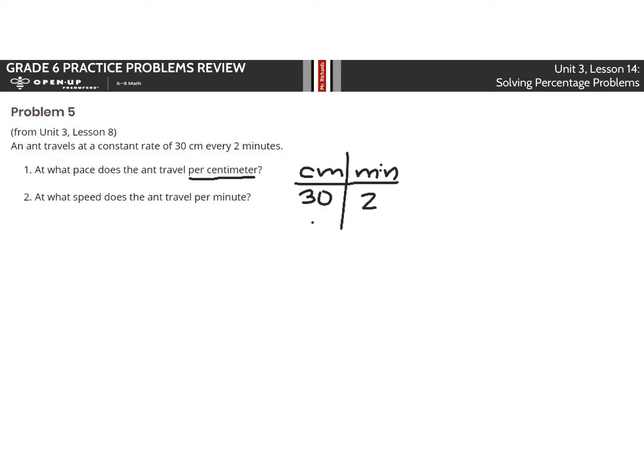Which means we need to get our centimeter to 1. And how do we do that? Well, we take our 30 and we divide by 30 to get to 1. And if we take 30 divided by 30 to get to 1, we have to take 2 divided by 30, as awkward as that answer seems. You get technically 2 thirtieths, which is the same thing as 1/15. And so the ant travels 1 centimeter in 1/15 of a minute.